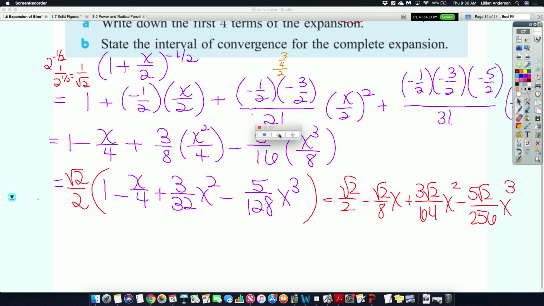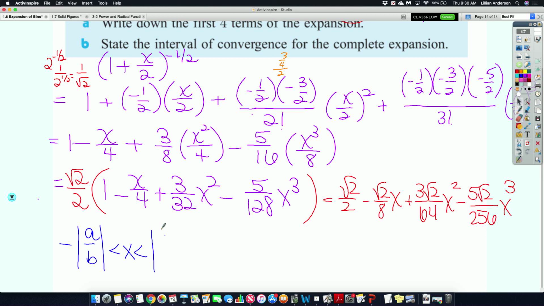Now the interval's not bad as long as you remember what the formula is, okay? Because it's asking you to state the interval of convergence for the complete expansion. The formula goes from negative, is it a over b or b over a? A over b less than, or is it less than or equal to? x less than absolute value a over b, like so. So really all you need to know is what your a is and what your b is, take the absolute value, whatever that fraction is. Okay? What is a in this problem? Or what's considered a in this problem?